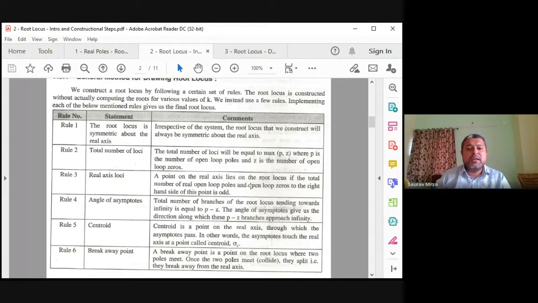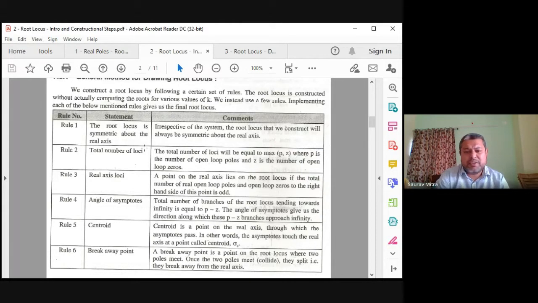A point on the real axis lies on the root locus if the total number of real open loop poles and real zeros, addition of that, lying to the right side of it is odd. So if there are 5 poles and 6 zeros, 5 plus 6, I'm sorry, I said it's an even number. It is 11, an odd number. So if any point is there, right side of it 5 poles and 6 zeros, so total 11 poles and zeros, which is an odd number, then that point real axis root locus will lie there.